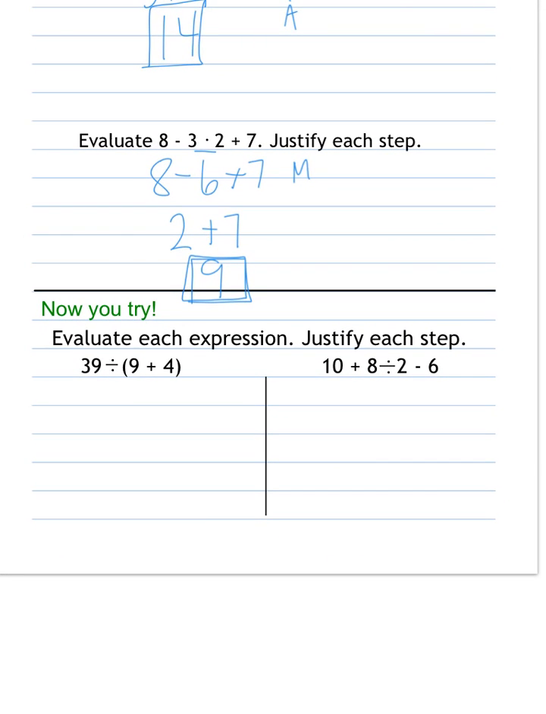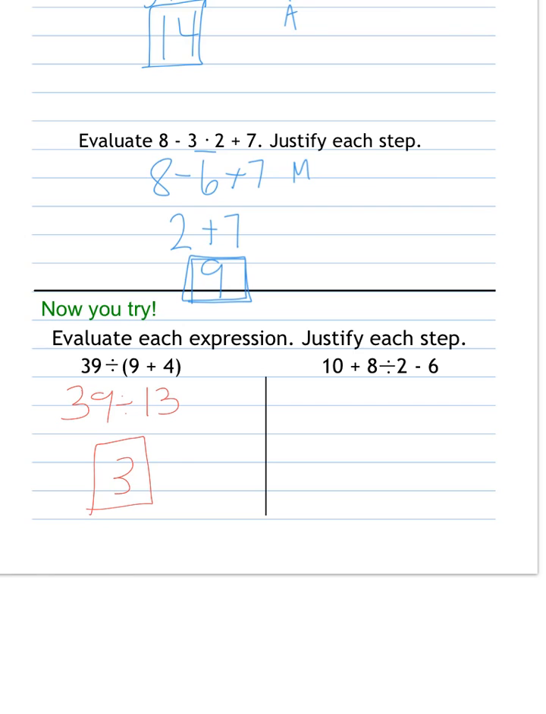Okay. All right, again, PEMDAS says we start with parentheses. So in our parentheses, we have 9 plus 4, which is 13. Now we carry down our 39. So we take 39 divided by 13, and we know that that is 3. So we have a final answer of 3.